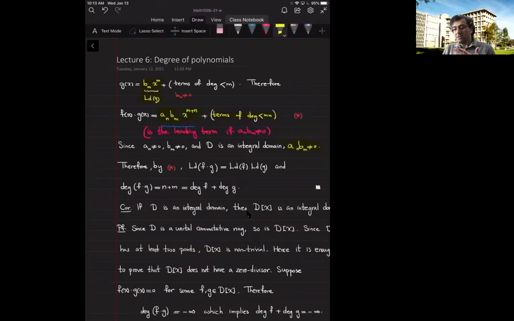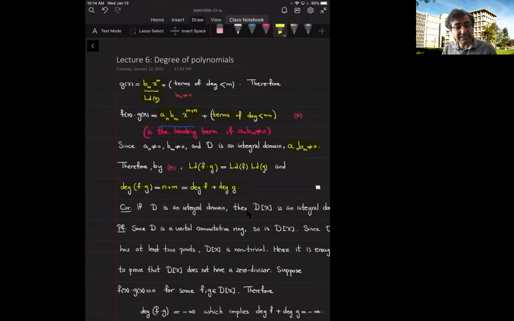And therefore, this is my leading term, and so the degree of this polynomial is nothing but n plus m. N was the degree of f, and m is the degree of g, so we get the desired equality. And we also observe that the leading coefficient of fg is the product of the leading coefficients of f and g.